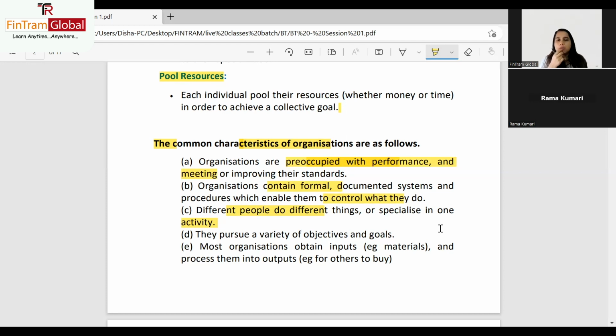Like in today's world, almost everyone knows computers. Everyone needs to know how to work on a desktop or a laptop. But in that also, there is going to be specialization. Someone might be an expert in Excel, someone might know Power BI. So there are different places where someone might specialize, which would be different from the other person. Then they pursue a variety of objectives and goals.